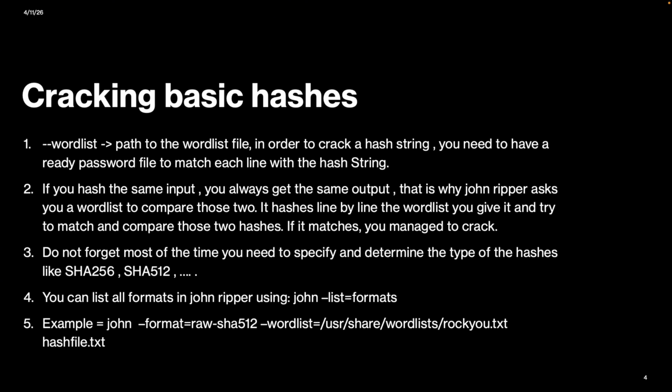Second, if you hash the same input, you always get the same output, no matter how many times you hash the same input. For example, we have a string like apple. If you hash the string with the same hashing algorithm many times, you always end up with the same output. That's why John the Ripper asks you for a word list to compare those two. It hashes line by line the word list you give it, and it tries to match and compare those two hashes. If it matches, you managed to crack it.